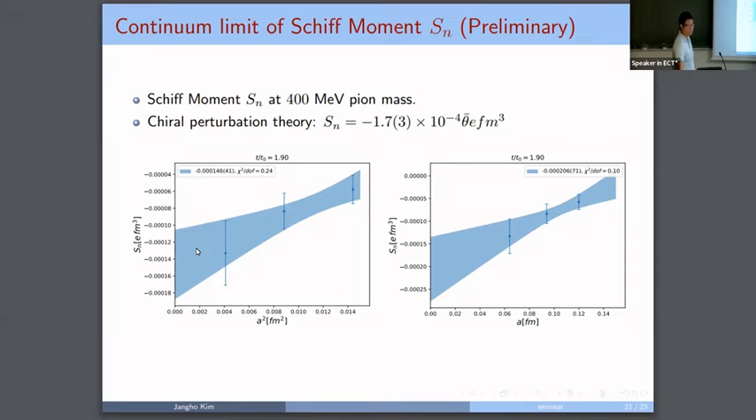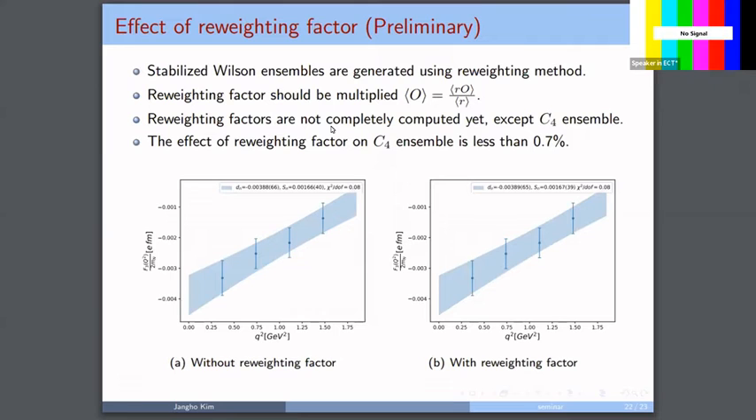Actually, John, I don't understand your comment. G0 depends on the pion mass. G0 is proportional to pion mass squared. Yes, but this value is G0 divided by the pion mass squared or something, so it's cancelled.